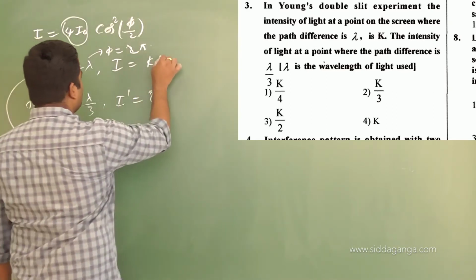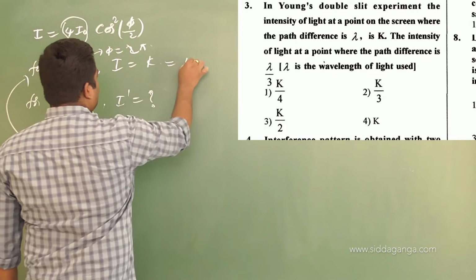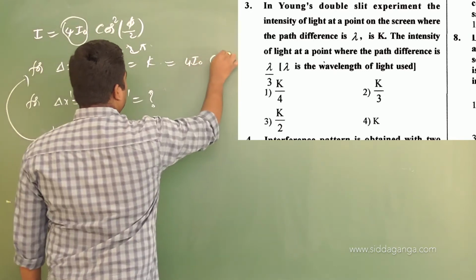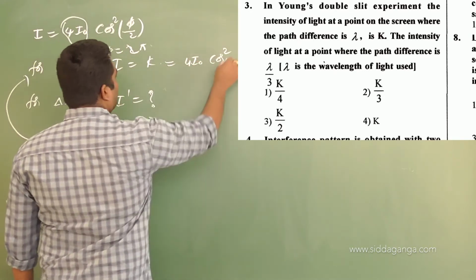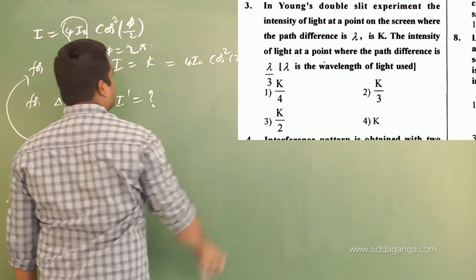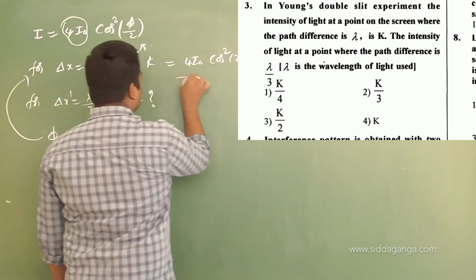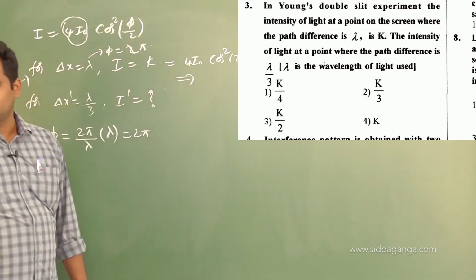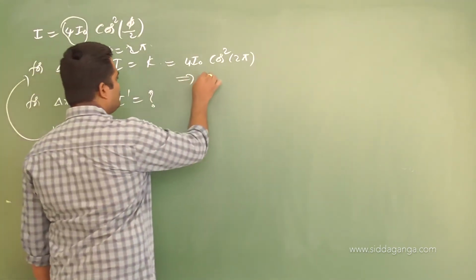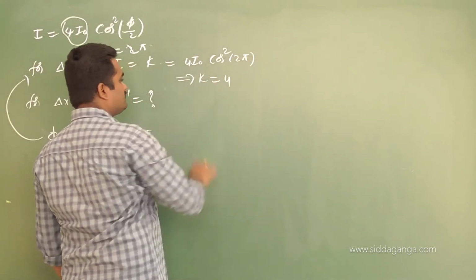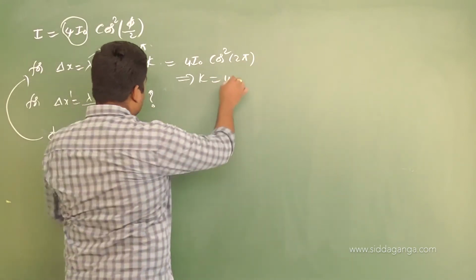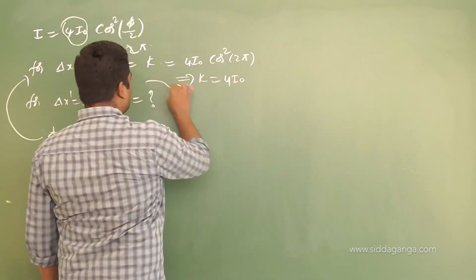Okay. If I substitute I equals k, this is 4I naught into cos square of 2 pi. So the value of k will be equal to how much now? K equals 4I naught, cos 2 pi is how much? 1. That's why 4I naught is the value of k we got.